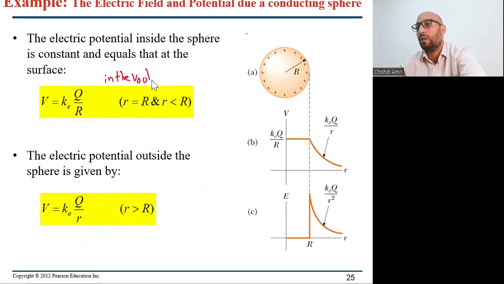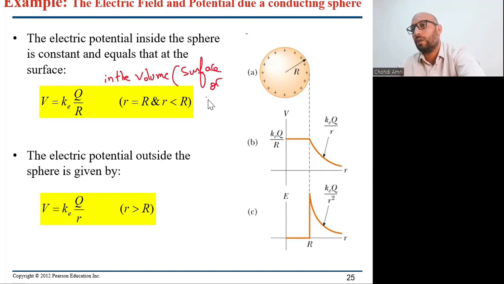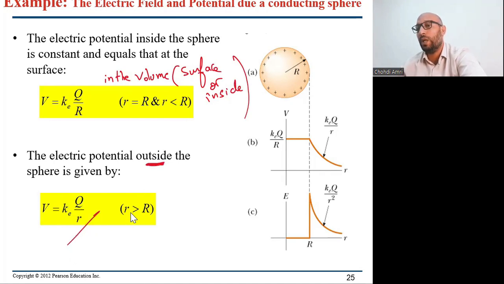Whatever it is, on the surface or inside, it's in the volume. The electric potential outside is given by KQ over r, where small r is greater than the radius of this conductor. Okay, so we are done.